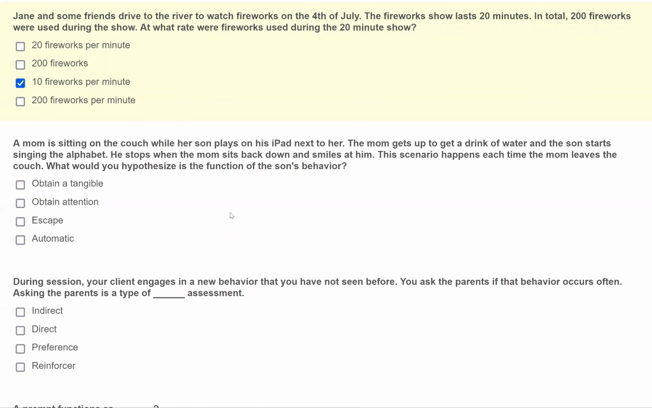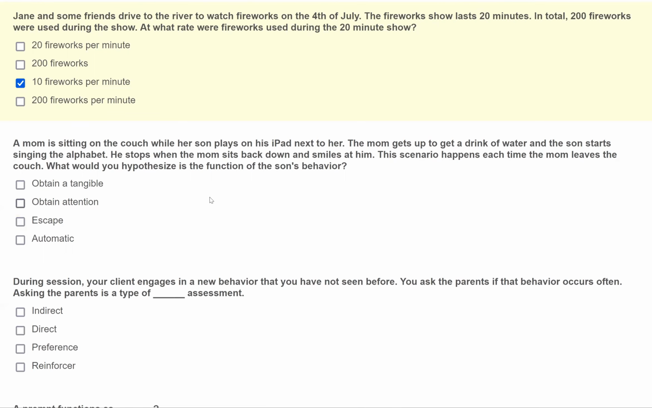When they ask you to hypothesize a function, we need to look at the whole scenario in the big picture. What are the antecedents? What are the consequences? Whose behavior are we looking at? In this case, we're looking at the son's behavior. So what do we know? We know the son is playing on the iPad. When the mom gets up and gets a drink of water, the son starts to sing. But when the mom sits back down and smiles at him, he stops. And this happens each time the mom leaves the couch. So if the mom is going away, the son starts singing, and as soon as the mom acknowledges the son, he stops. What do we think is the function?